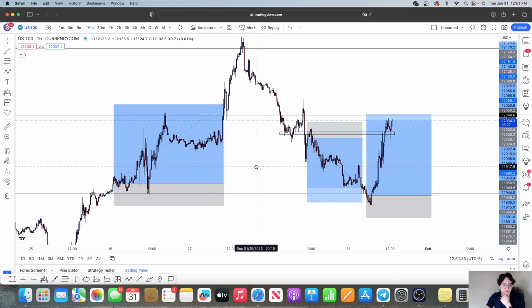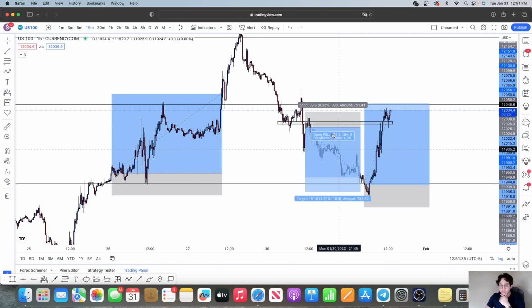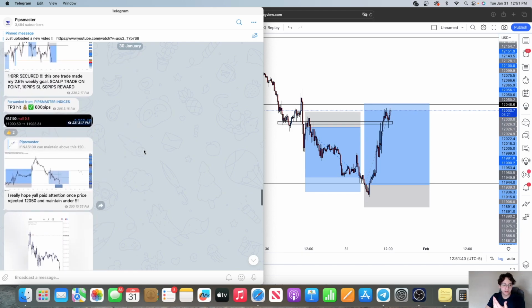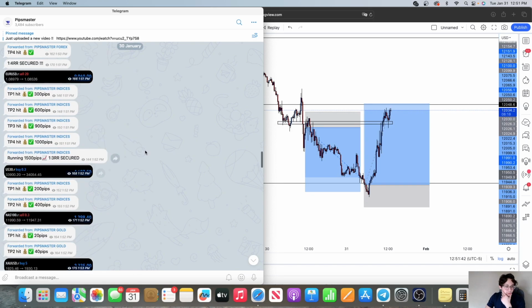Alright, so with NAS 100, we did take this very nice sell position, which I broke down for you guys in the free Telegram group, where I explained exactly what I was waiting for. So let me just look for it.